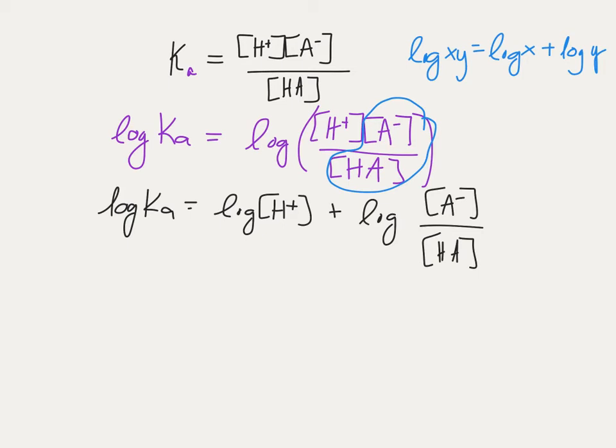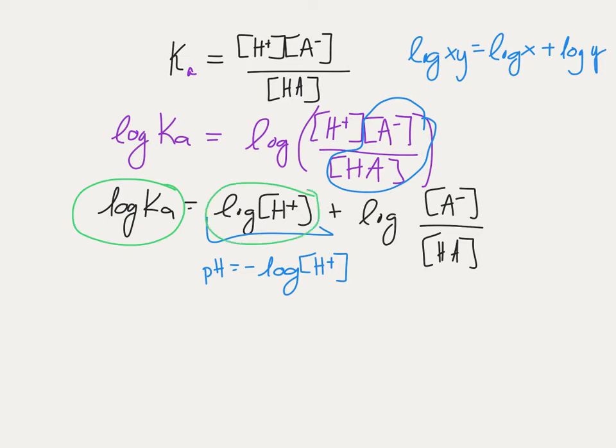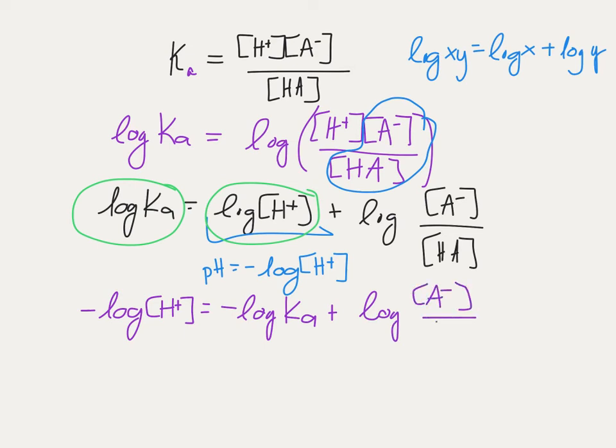Now that's pretty cool. However, I see that this piece is very, very close to our pH definition, but it's not negative. So what I'm going to do is change the places of these two pieces by subtracting them both onto the other side of the equation. That gets me negative log of H+, which matches our pH definition, equals negative log of Ka plus the log of A- over HA.